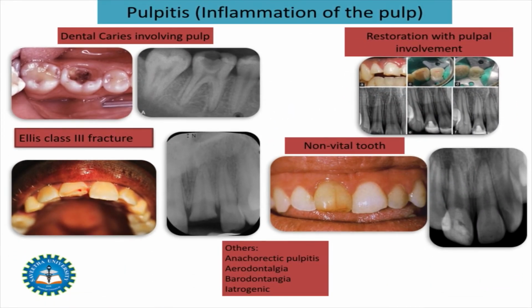Involvement of the pulp leading to inflammation is called pulpitis, and pulpitis can occur due to varying causes such as sequelae of progressive dental caries, iatrogenically during placements of restoration, accidental exposure of pulp during cavity preparation, and trauma of the tooth leading to fracture of the crown and thereby exposing the pulp. The pulp undergoing necrosis is called a non-vital tooth.